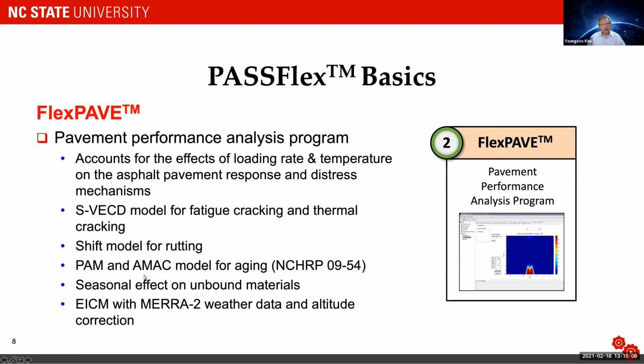And then recently we completed the NCHRP 9-54. There we have a couple of models. One is the pavement aging model, and then AMAC model. AMAC stands for asphalt mixture aging cracking model. So those are all implemented in FlexPave. Also, seasonal effect on unbound materials is accounted for. And finally, it is coupled with the EICM, with the MERRA-2 weather station data and altitude correction.